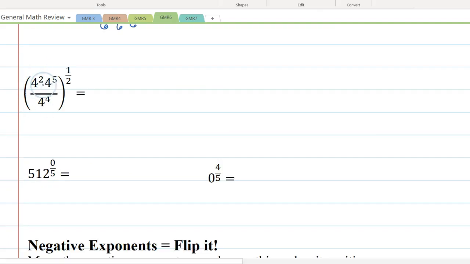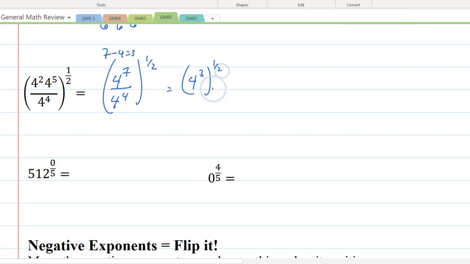Here, I'm going to take care of the inside of the parentheses first. I have 4 squared times 4 to the fifth power. I have like bases, so I'm going to add the exponents. That's going to give me 4 to the power of 7 divided by 4 to the power of 4 with the 1/2 still there. Next, I'm dividing like bases, which means I can subtract the exponents. 7 minus 4 is equal to 3. That gives me 4 to the power of 3, still raised to the 1/2.